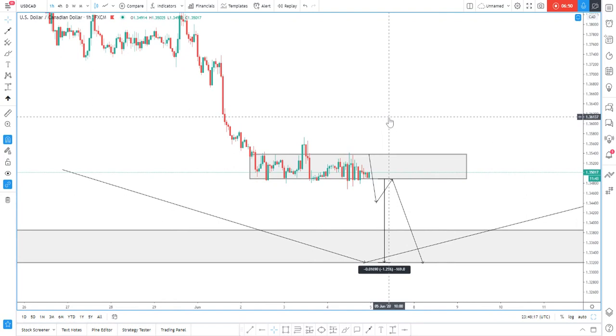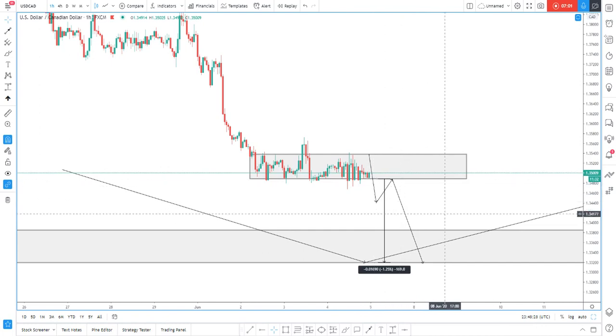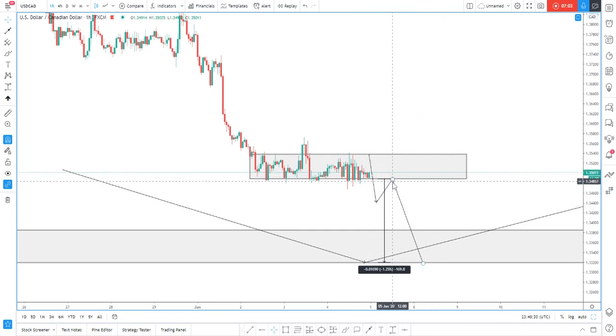So I look to go bearish on USD CAD if I get a proper price action signal. If all of this occurs, to be precise, possibly a breakout and a retest of the broken structure, then I might look to go short on USD CAD.